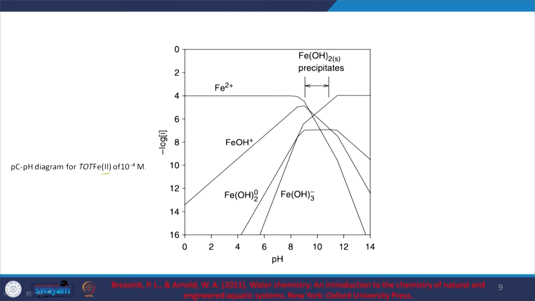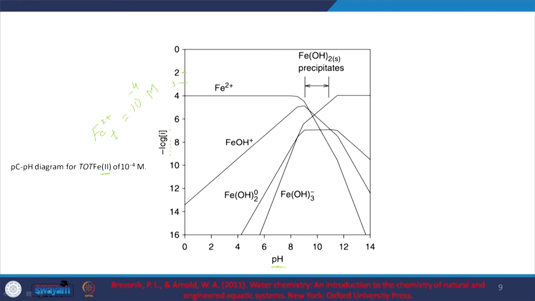So, here we are talking about Fe2+ total, it is not free metal. Fe2+ total is equal to 10 power minus 4 molar. This is a log C pH diagram. Here we have log C and here we have pH, right. When we say log, if it is 2 and 3, we can more or less assume that whatever is at 3 is much smaller than the one at 2. So, these are log C pH diagrams.